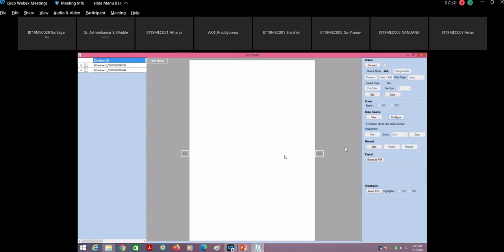So we will write down the expression for the turning circle radius. I hope all of you are able to see the screen. Are you able to see the screen? Yes, sir.